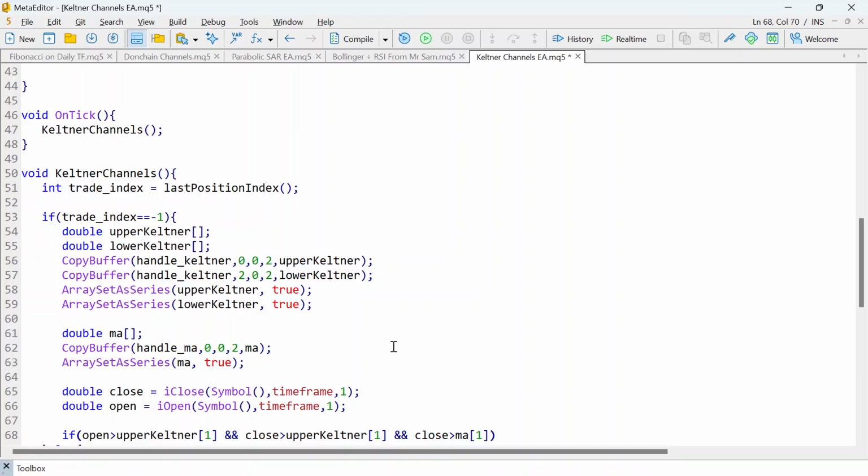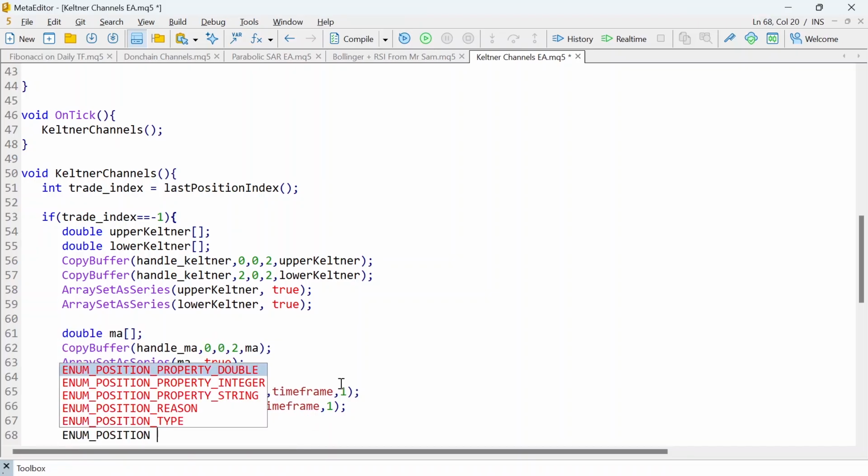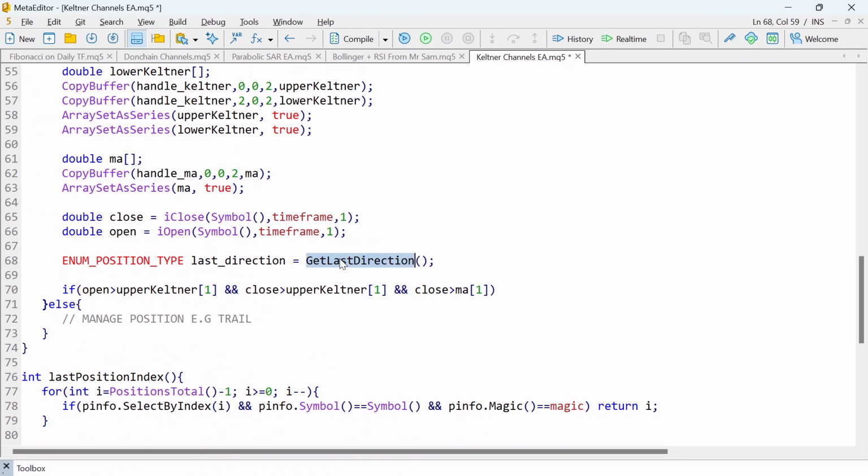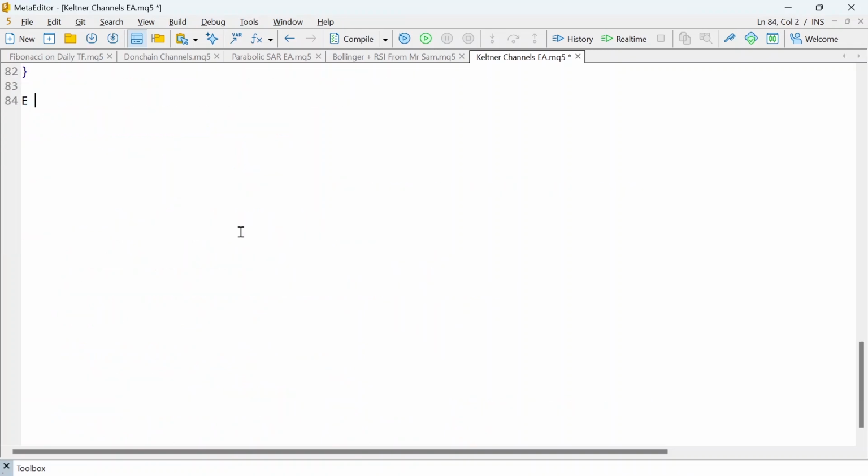But we want to make sure that the previous signal was a sell signal. So how do we do that? We are going to write a function that returns the last signal. So you know what? I'll say this position type, last direction. So I'll say get last direction. So how do we do this? Let's quickly write this. It will return the last position type.